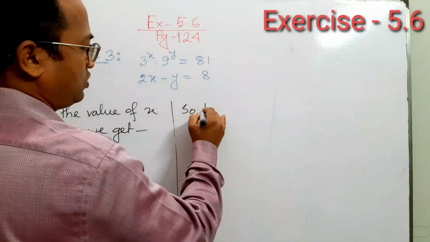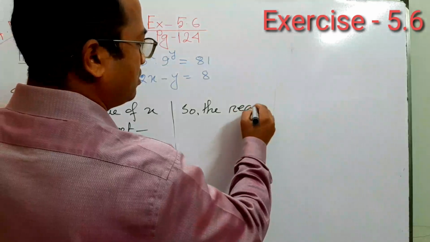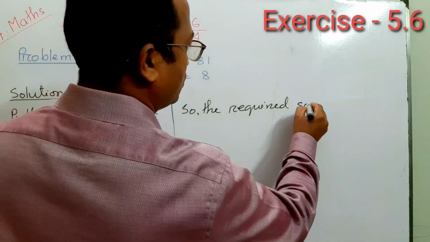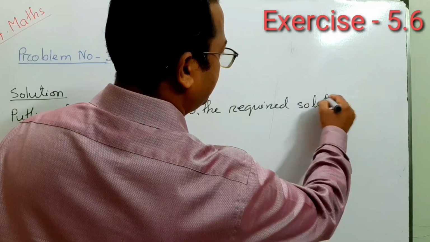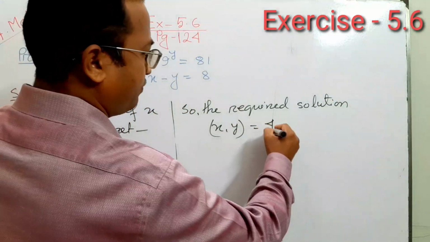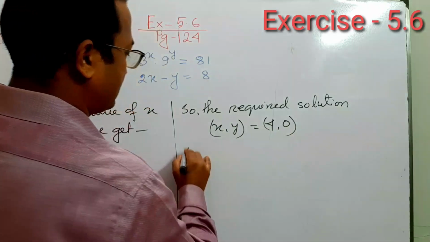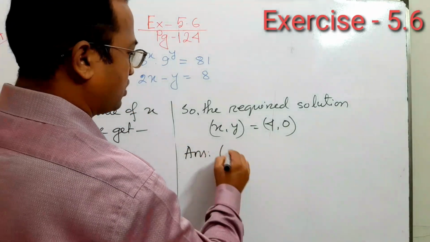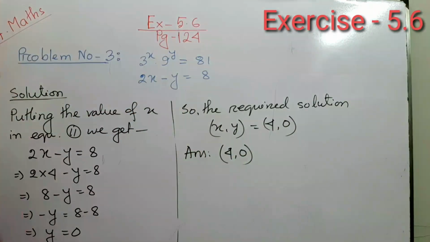So the required solution (x, y) is equal to (4, 0). The value of x is 4 and y is 0.